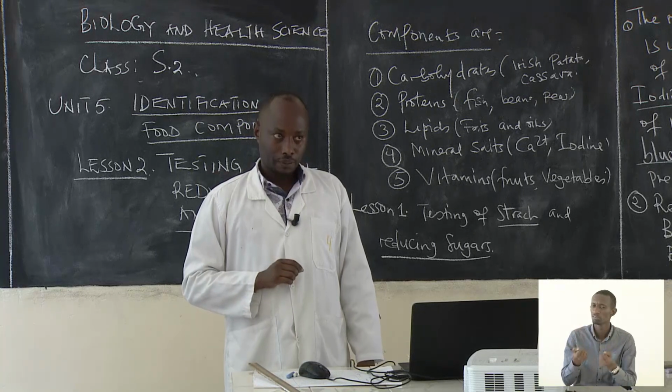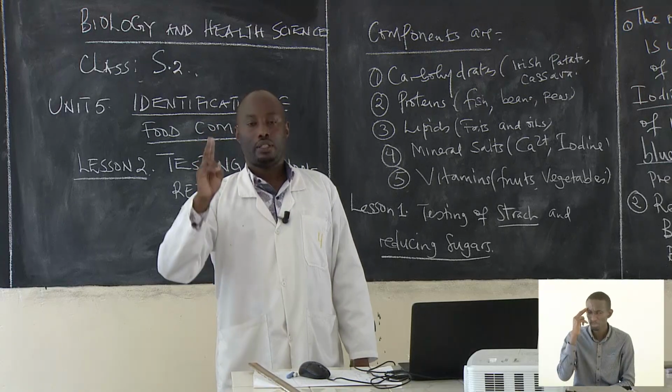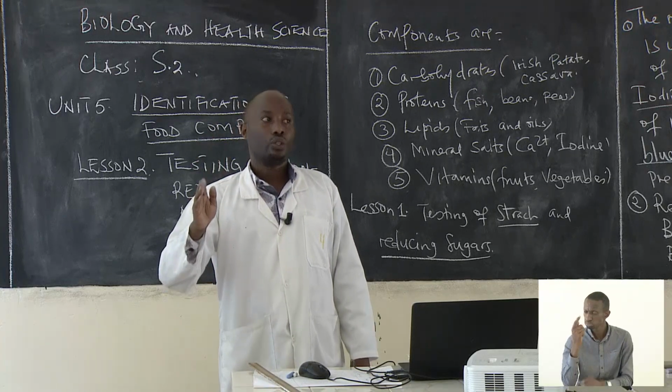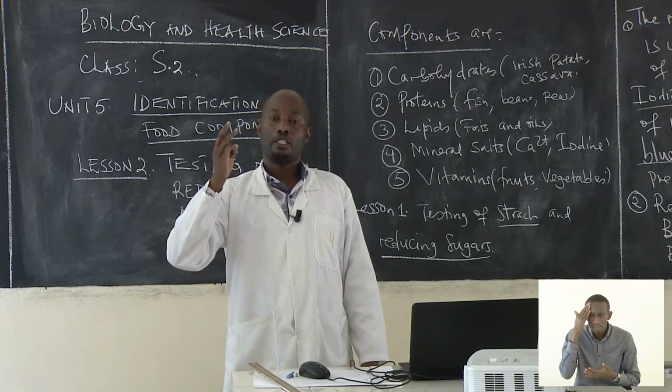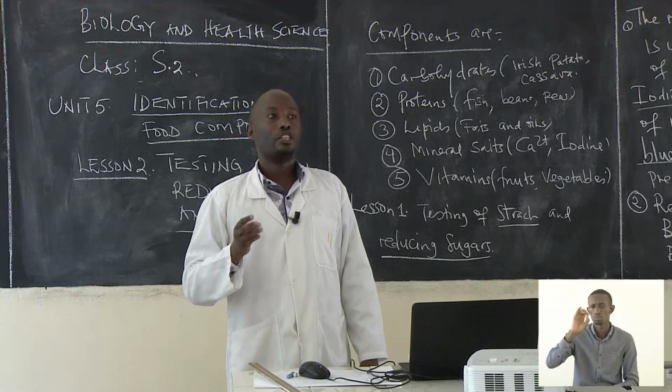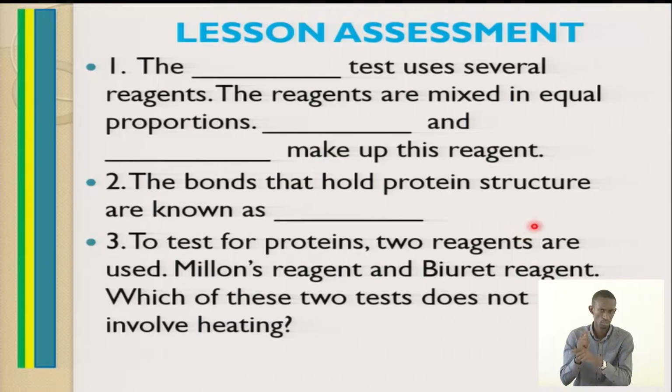All right? Remember, I've told you that there are two tests that we carry out to test the presence of proteins in the diet. One is Millon's reagent, another one is the Biuret test. All right? Before we go to the assignment.